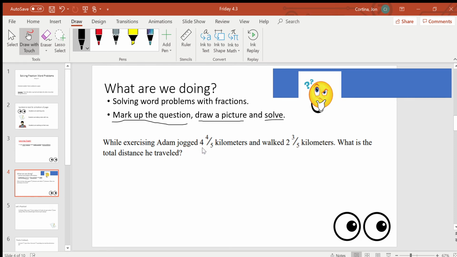And we're going to read it first, and then you're going to go back and reread while you mark it up. It says, while exercising, Adam jogged 4 4/5 kilometers and walked 2 3/5 kilometers. What is the total distance he traveled? Okay, now I'm going to go back and mark up the problem. I'm going to underline actions, and I'm going to circle numbers with labels. I'm also going to underline the question we are answering.